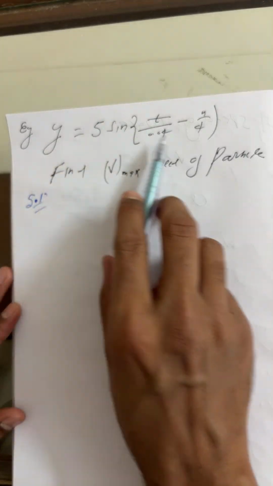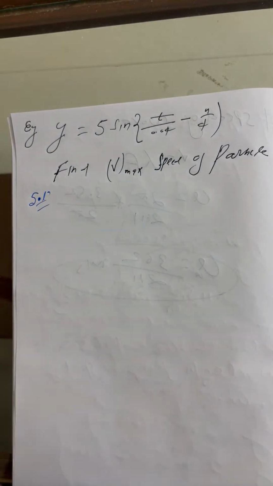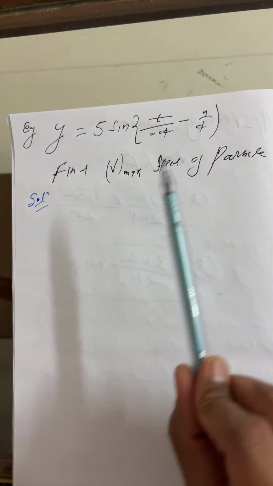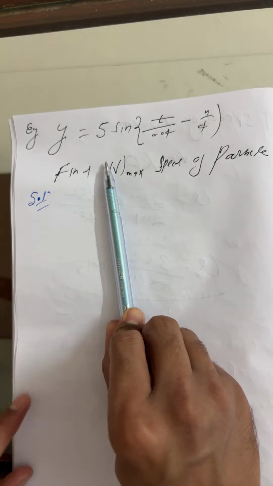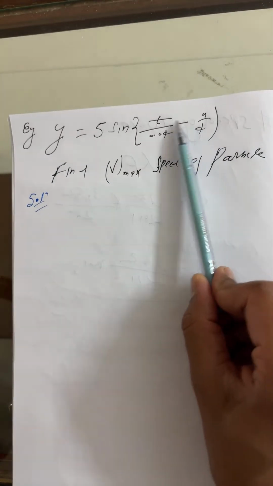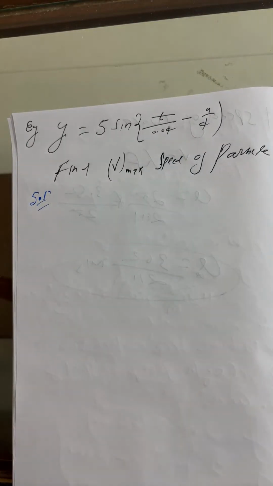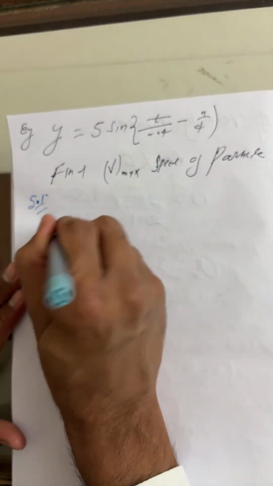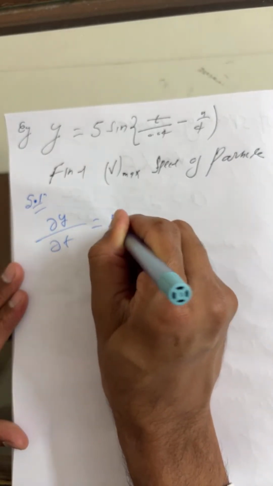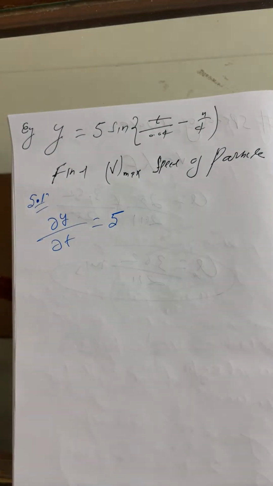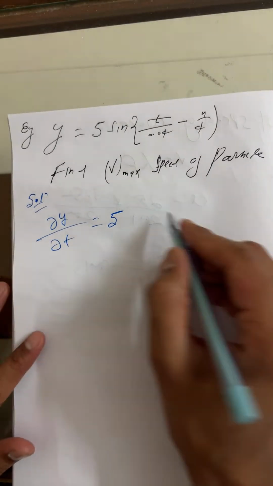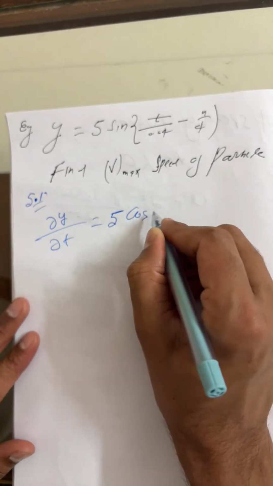Again, I'm repeating, because in this equation we have two variables. One is time, one is x. So differentiate the above equation, or you can say it's a partial differentiation, keeping x constant. Differentiate the above equation with respect to time only. So this is dy by dt. This is 5, and you can apply the chain rule. So sine remains cos here.